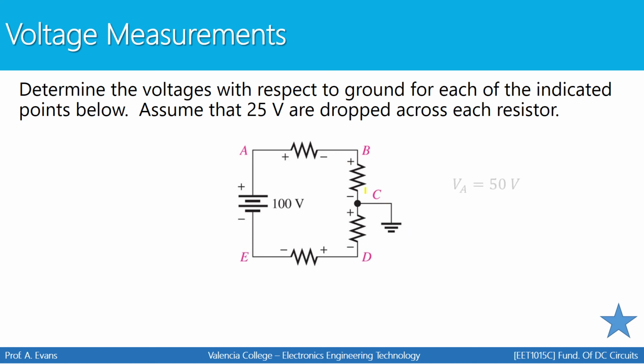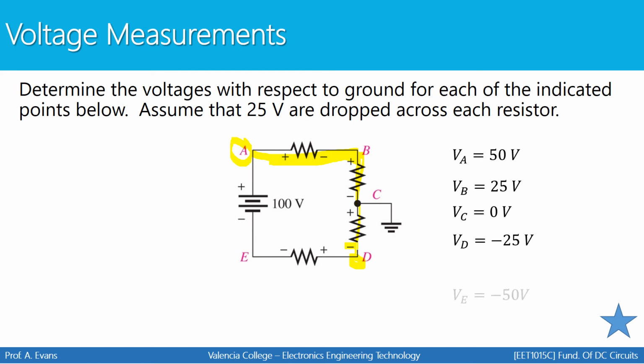So now, if I find the voltage from point A to ground, I'm only finding the voltage along this path now. So now my voltage from point A to ground is 50 volts, 25 here plus 25 here. My voltage from point B to ground only has one resistor along that path, so now that voltage would be 25 volts. Voltage from point C to ground will be 0 volts because that's where the ground is located. Voltage from point D to ground will be a negative 25 volts.